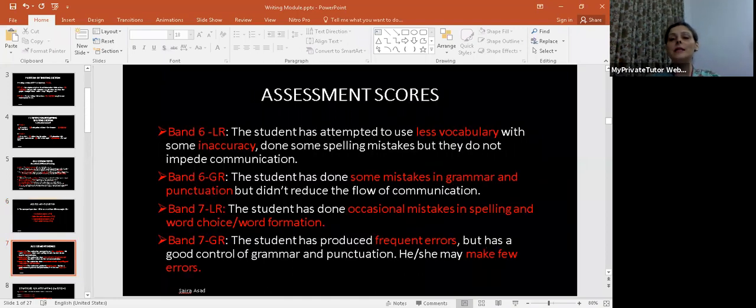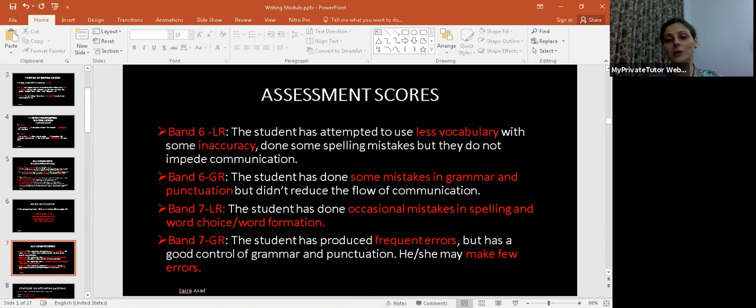So, assessment scores. How are you going to get the minimum acceptable scores? 6 and 7 are acceptable, 8 is exceptional, and 9 is the highest band. In band 6, they assess the lexical resource. LR means lexical resource, which refers to the use of vocabulary. Are you using appropriate academic vocabulary for that specific question? They are going to assess you on that.